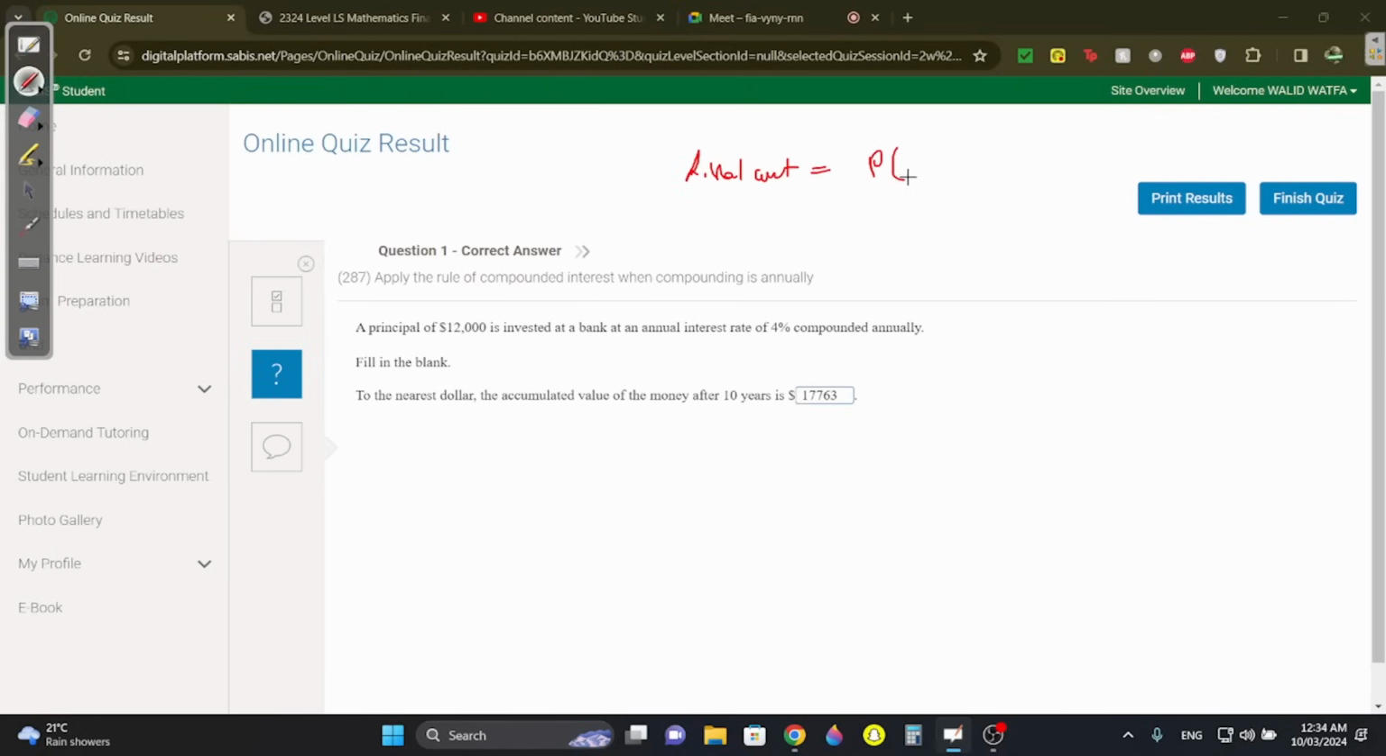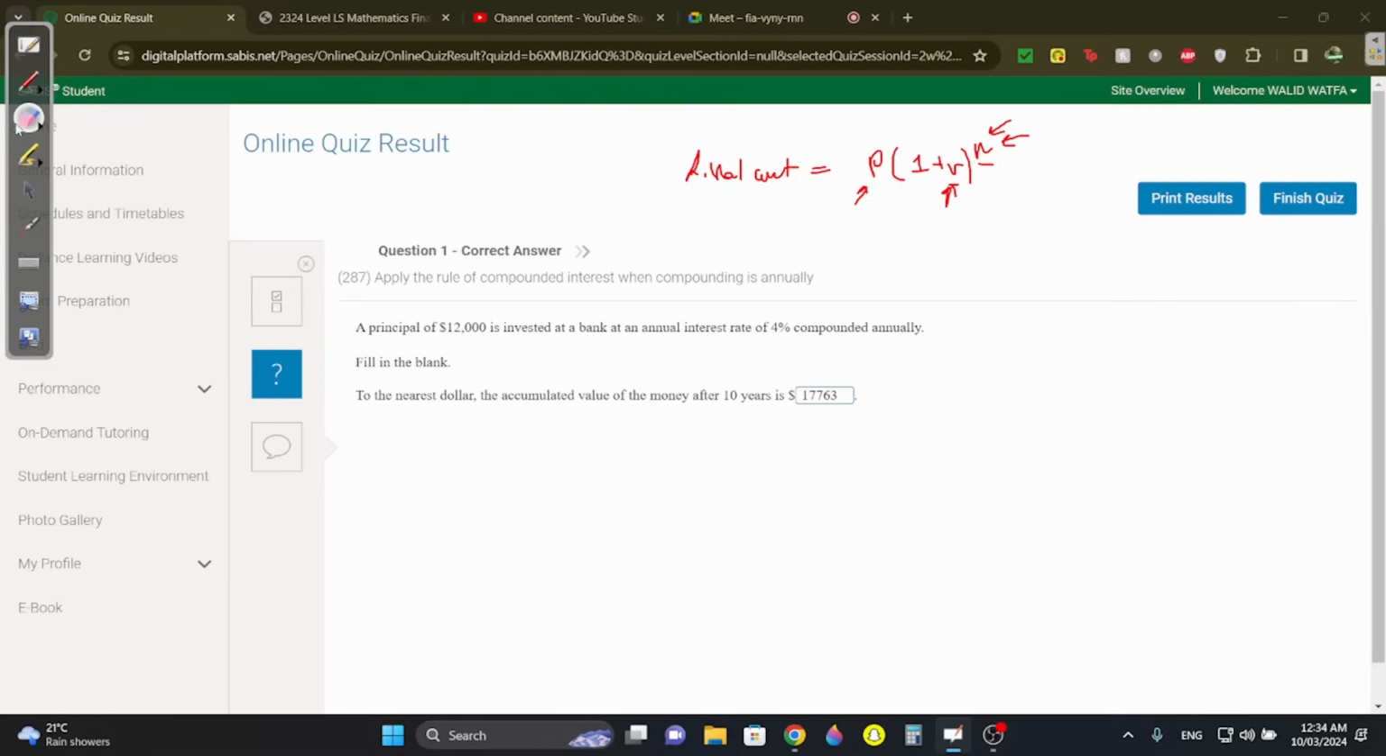equals P times (1 plus R) to the power of n. P is the principal amount. It's the amount you invest. R is the rate of interest, and n is the number of years. When solving, any rate given is in years, and any time should also be in years.